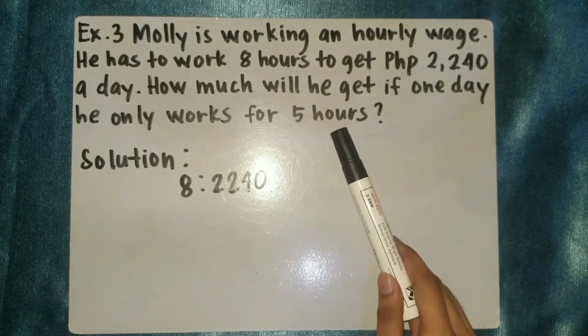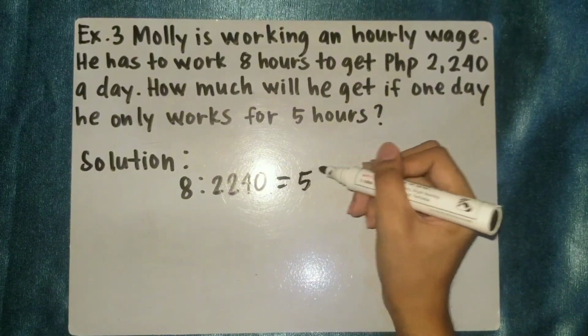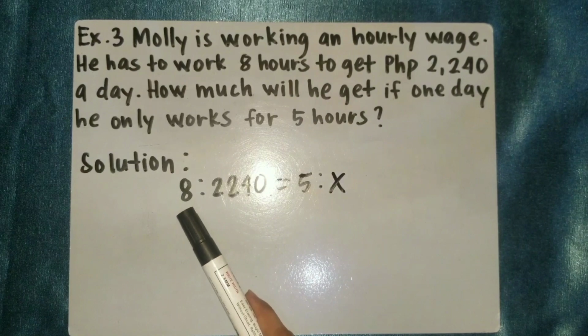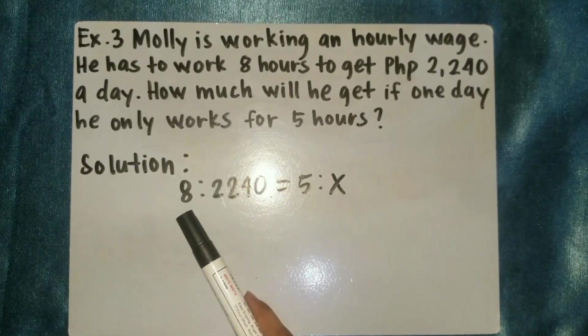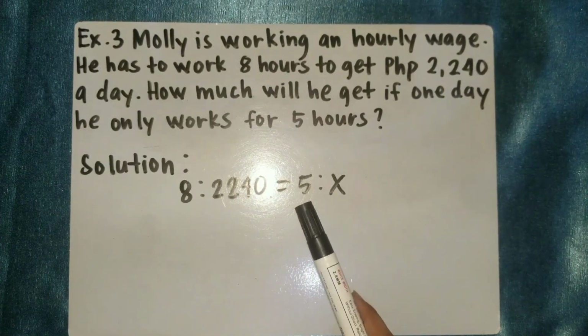Ito naman yung magiging second ratio natin. Equal 5 hours is to x. Ang first term ng ating first ratio ay tumutukoy sa bilang ng oras na tinatrabaho ni Molly. At ang first term ng ating second ratio ay tumutukoy din sa bilang ng oras na tinatrabaho ni Molly.